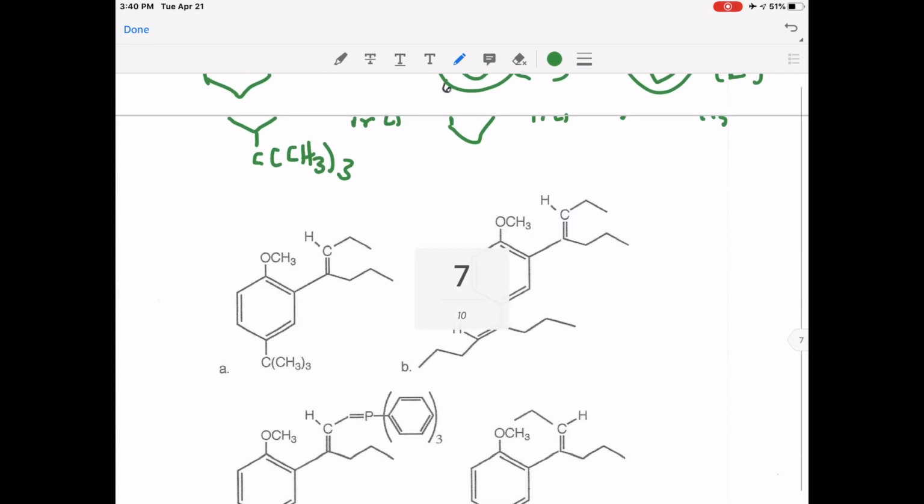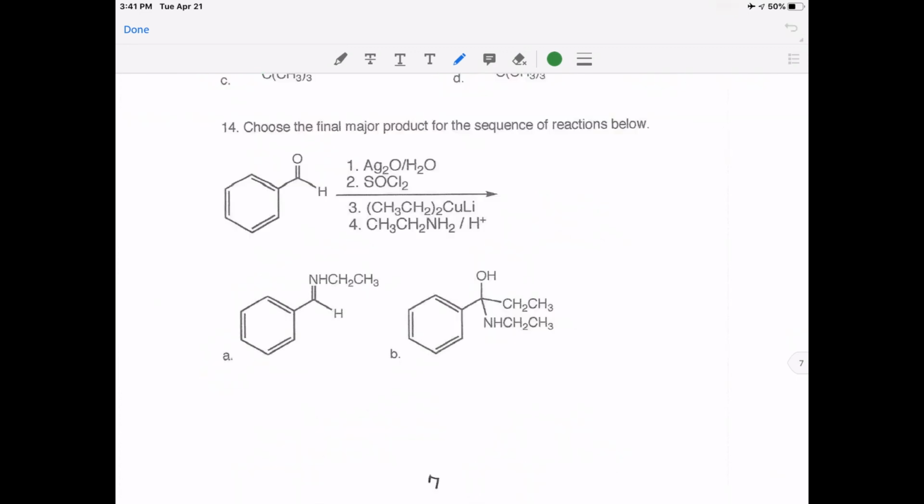So that would leave us with A as our final answer. For question 14, we are given an aromatic compound with an aldehyde substituent attached to it, and the problem is asking us to find the final major product.